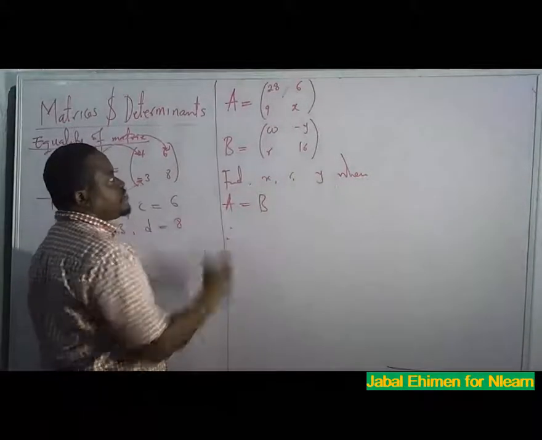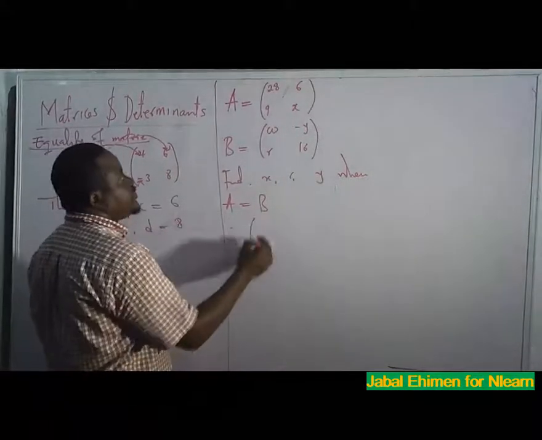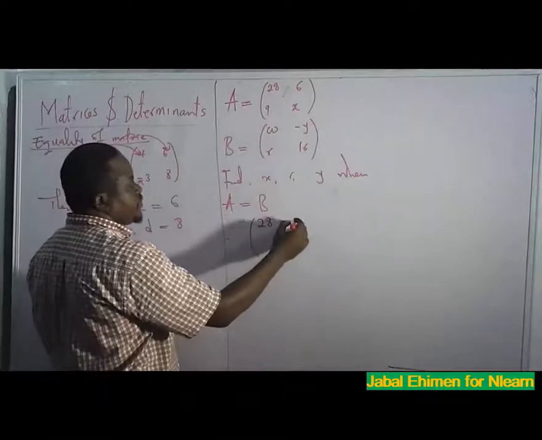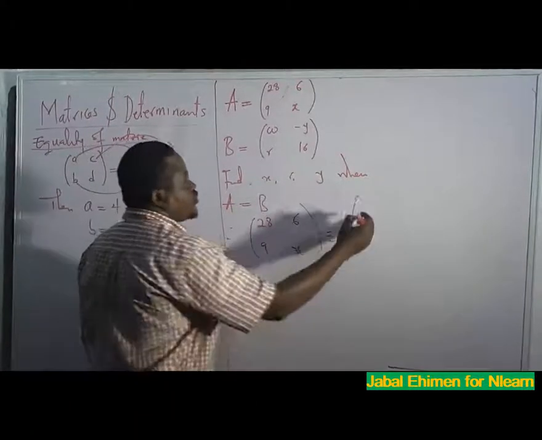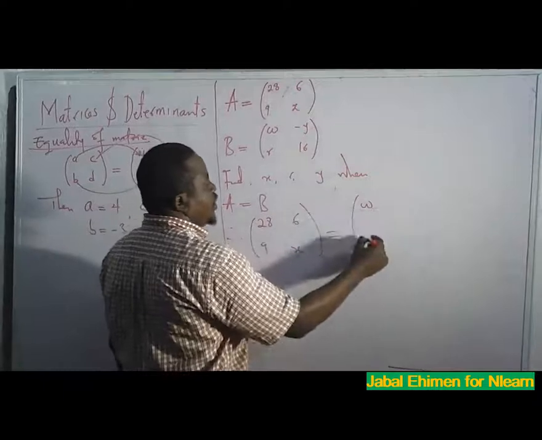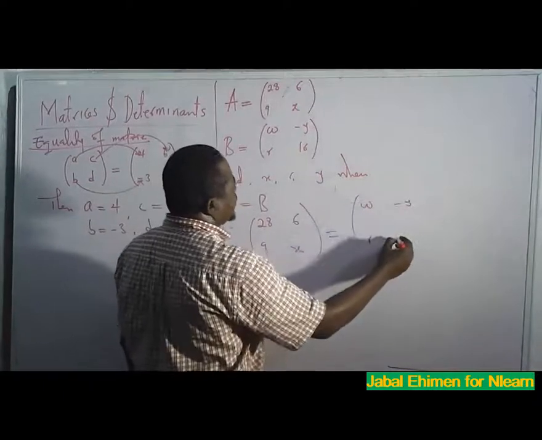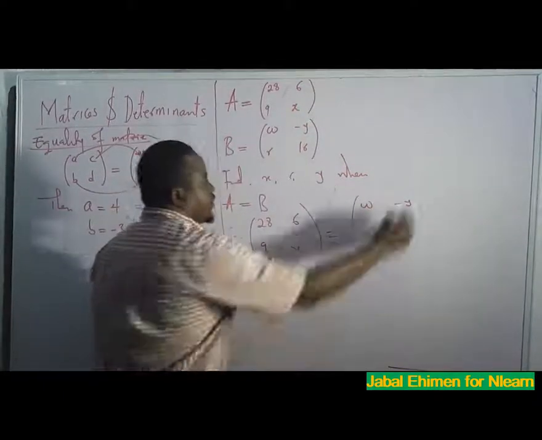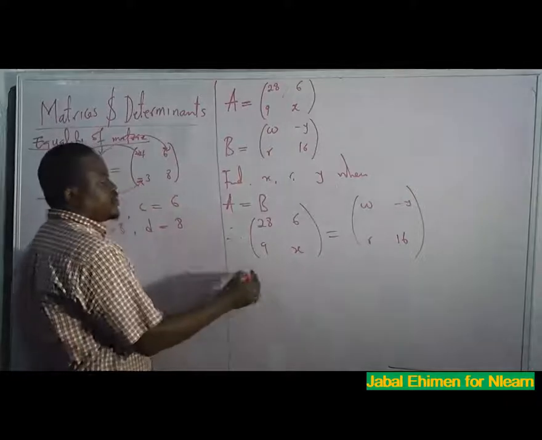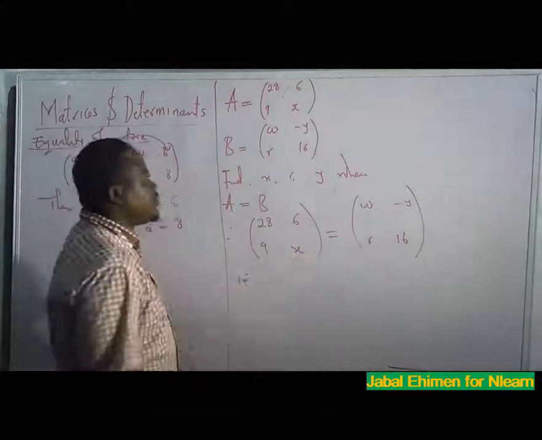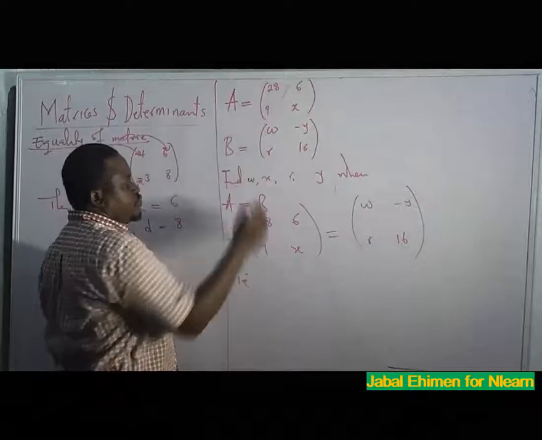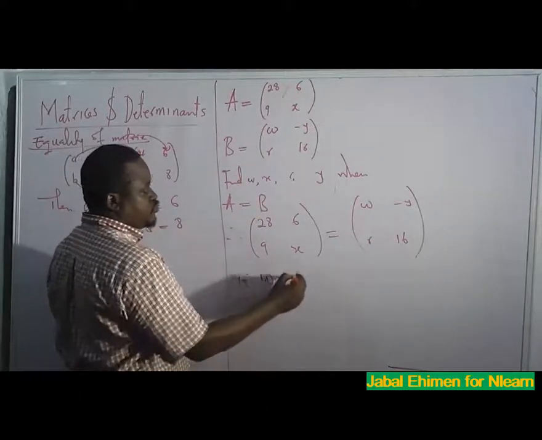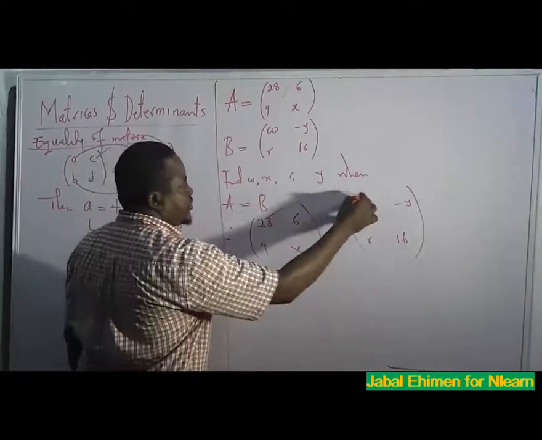So therefore, what it means is that if you have this 28, 6, 9, X, it shows that it's equal to W, R, minus Y, and 16. Now, what does it mean? 28 is equal to W. So W is equal to 28, corresponding.